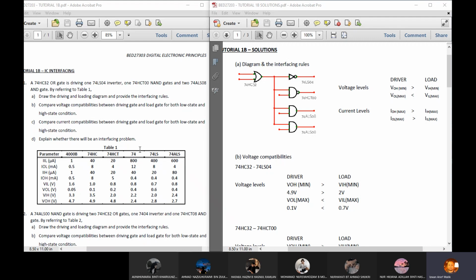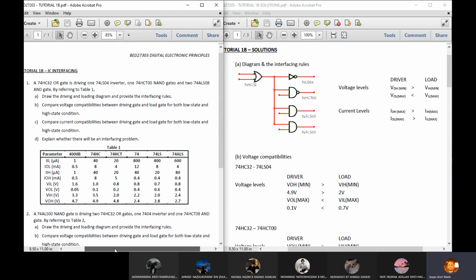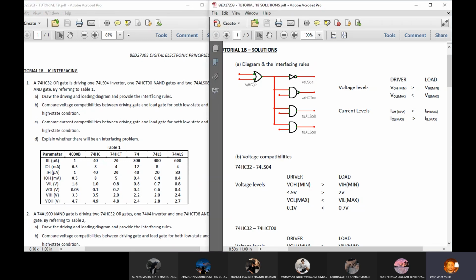As I explained just now, today we will discuss our tutorial 1B solution, which is related to the IC interfacing topic. You may find the notes and examples for this type of question in my notes for topic 1, but in section 1B. 1A is IC characteristics, 1B is regarding the IC interfacing.